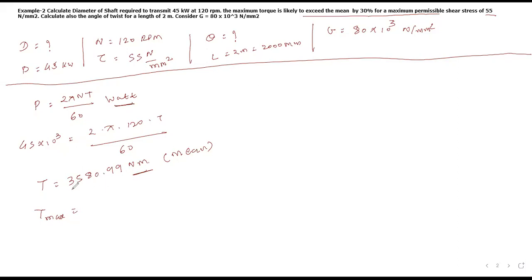So 100 percent is 3580, so 130 percent, what can we say, we can make such a correlation. So 1.30 multiply by T. That is nothing but 1.30 multiply by 3580.99. Tell me what is your value?